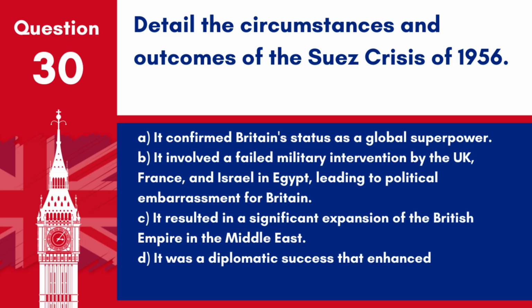Question 30. Detail the circumstances and outcomes of the Suez Crisis of 1956. A. It confirmed Britain's status as a global superpower. B. It involved a failed military intervention by the UK, France and Israel in Egypt, leading to political embarrassment for Britain. C. It resulted in a significant expansion of the British Empire in the Middle East. D. It was a diplomatic success that enhanced Britain's influence in the United Nations.